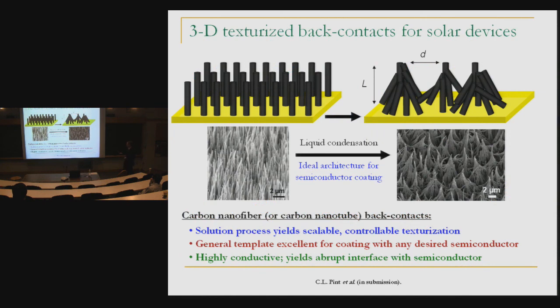What I started with is growing these vertically aligned carbon nanofibers. So these aren't carbon nanotubes. They're much larger diameter than carbon nanotubes. And they're grown on a conductive substrate. In this case, the catalyst layer is deposited on a very thin titanium layer, which is directly sitting on a 200 nanometer thick layer of copper. So the interface here is conductive.